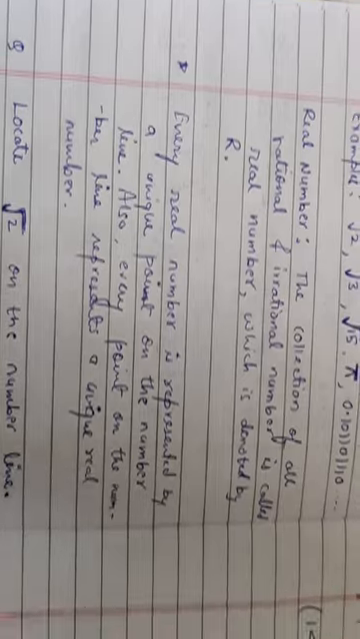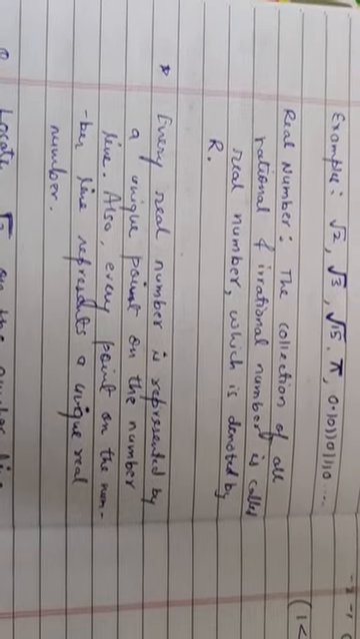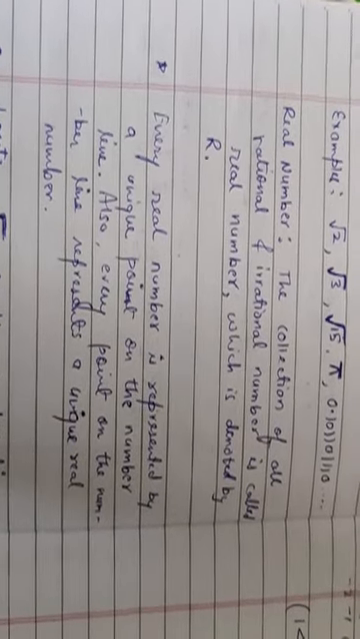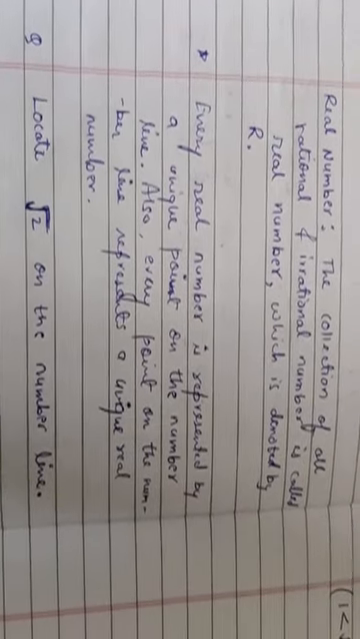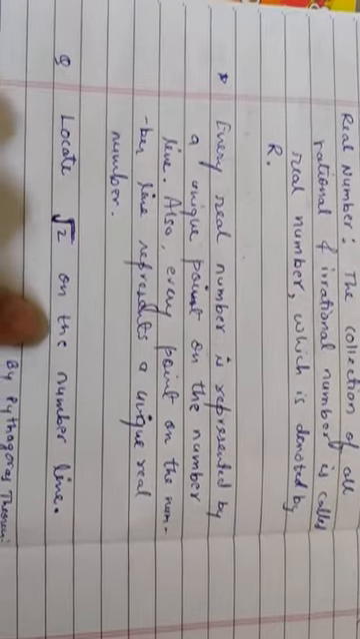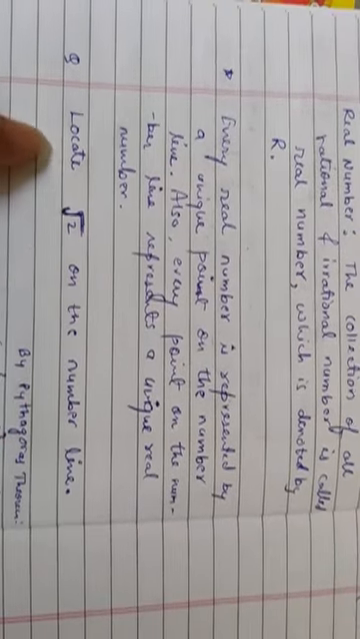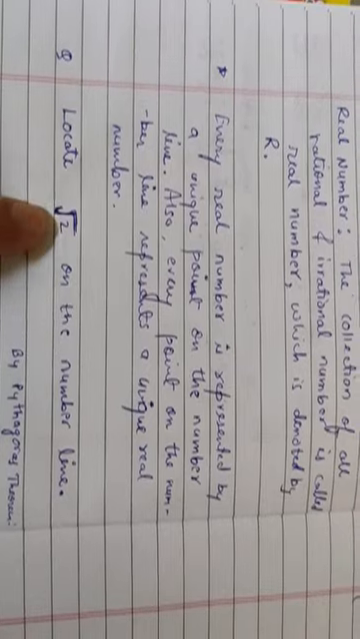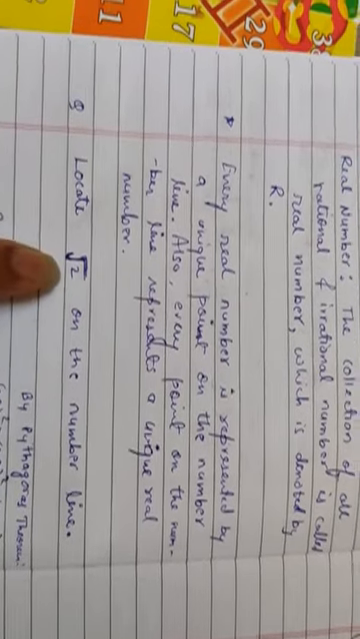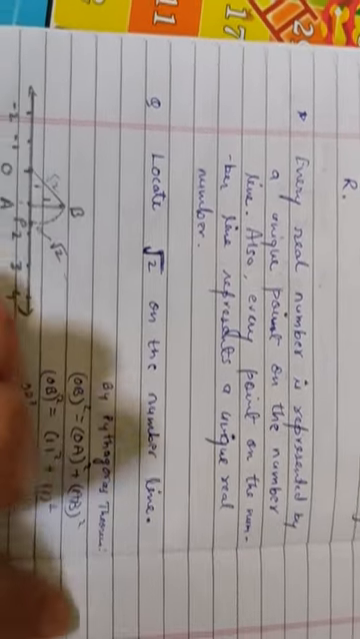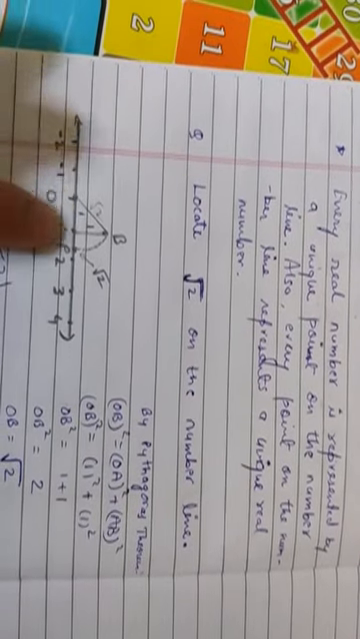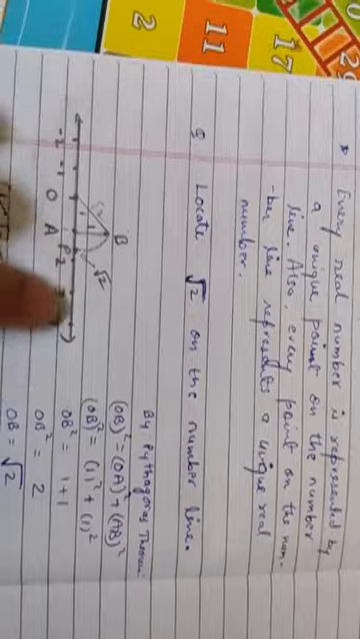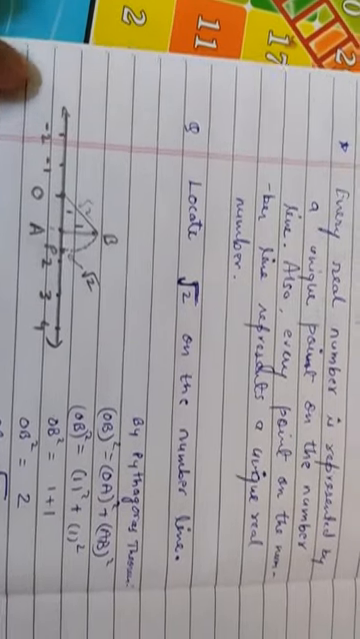So how can we represent the root numbers or irrational numbers on the number line? Let's see the example. The question is: locate root 2 on the number line. How can we locate root 2 on the number line? Let's see the process. First we need to draw a number line like this, 0 in the middle, then positive numbers on the right side and negative numbers on the left side.